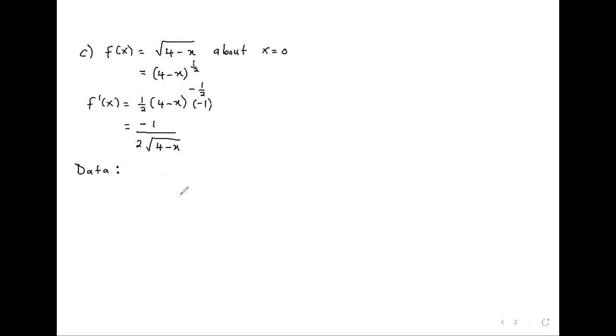So the data now, f of 0 is equal to the root of 4 minus 0, which is equal to 2. F prime of 0 equal to -1 over 2, the root of 4, which is -1 over 4. Because root 4 is 2, so we get 2 by 2, -1 over 4.